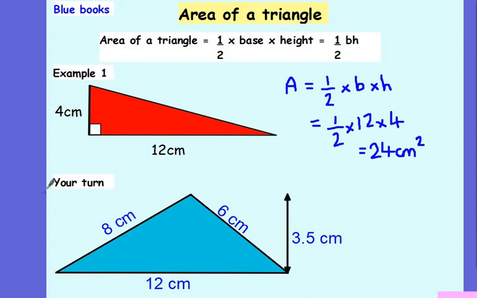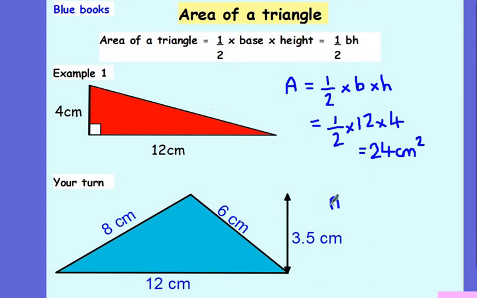Can you now have a go at the your turn question at the bottom in your dark blue books? You've been given lots of information about your triangle. Please make sure you use the correct information to work out the area. Right, let's go through the answer.